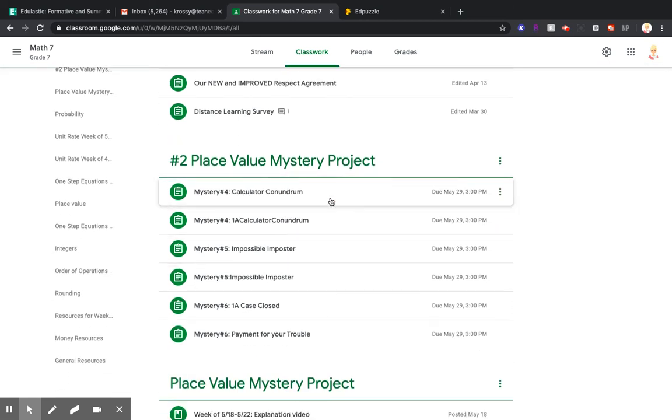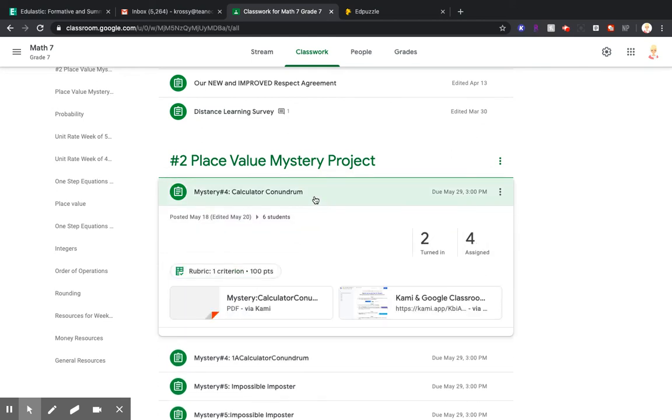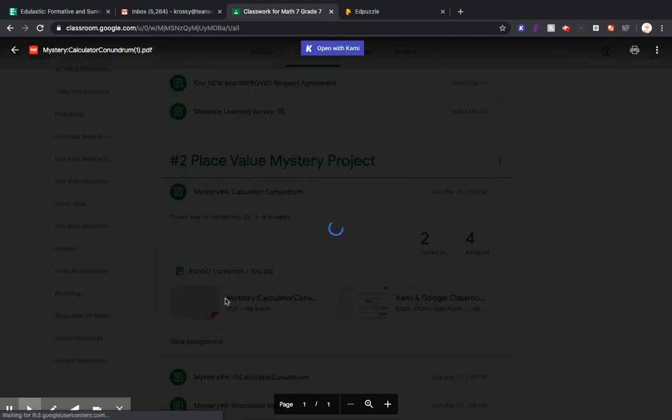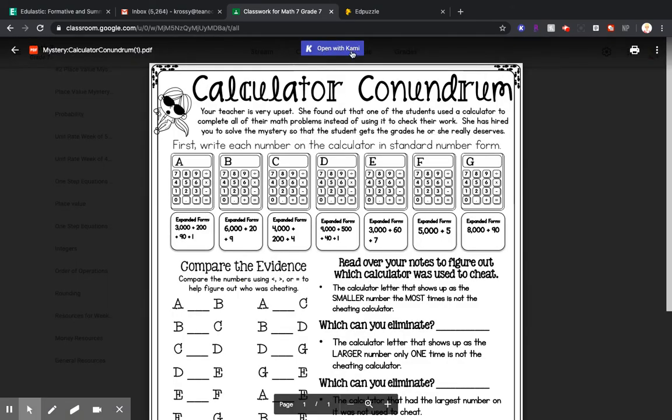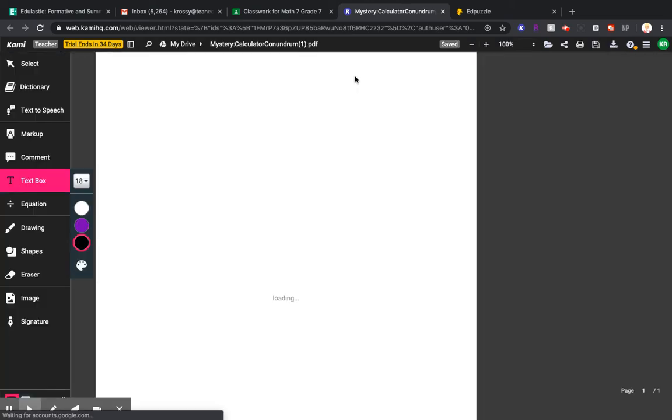Just like we had last week, some of you will have a 1A in front of your title. Some of you do not. They're pretty much very similar, so I'm going to go over the directions. You're going to open in Kami. And like I said, you'll be able to use directions for both activities. So the first one is called Calculator Conundrum. And I'll go over the directions with you now.